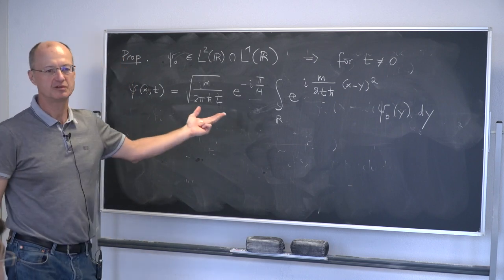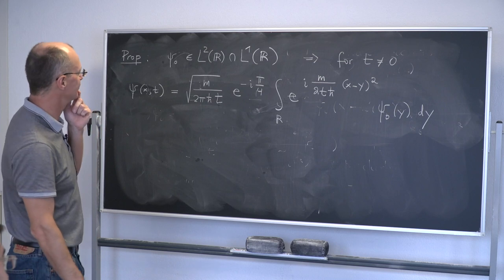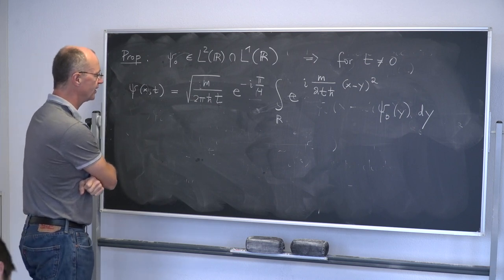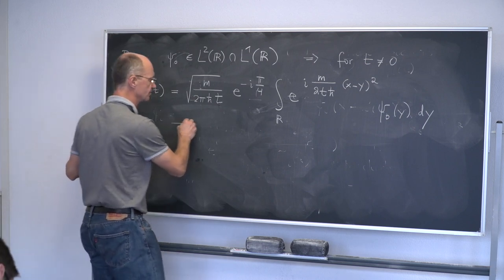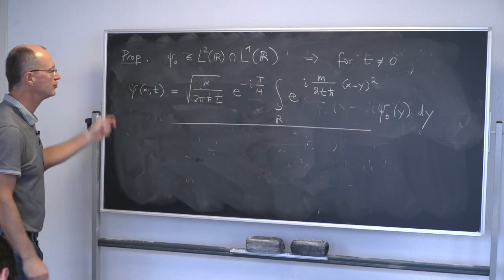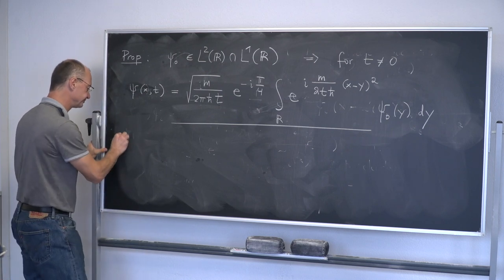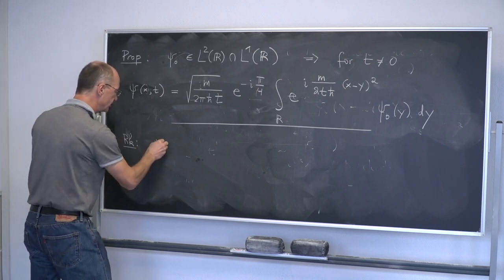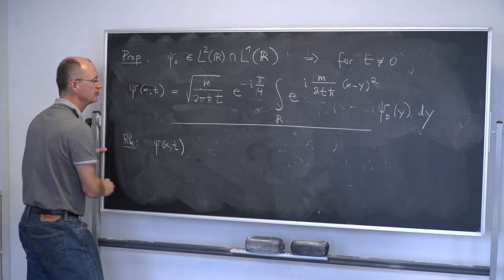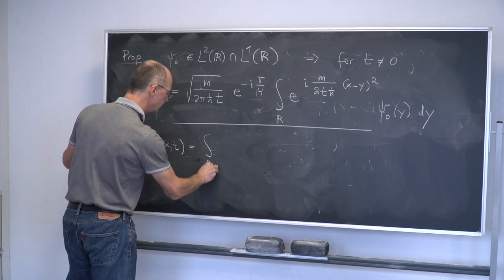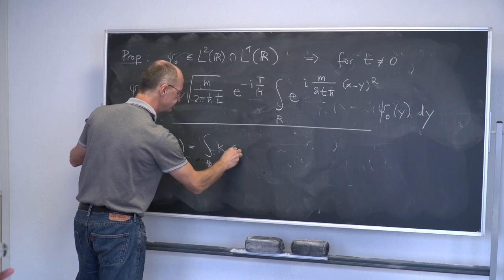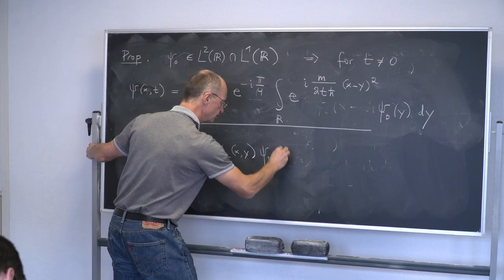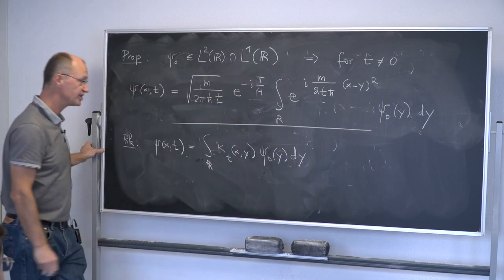Sorry, is my formula still visible with all those traces of previous formulas? Okay. So that's a beautiful formula. Maybe before proving it, let me make a remark on notations and on the names. So we can say that this formula is saying psi of x,t is an integral over R of some kernel K_t of x,y times psi naught of y dy. So this is an integral operator.